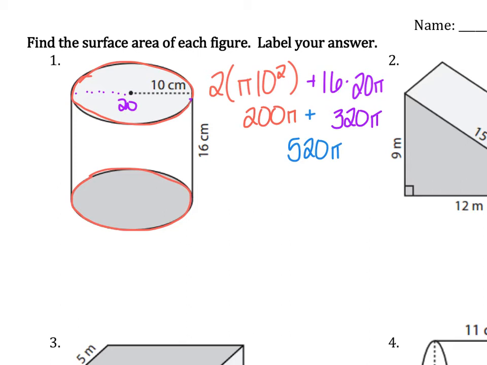Now we're ready to multiply by pi, and I'm going to use 3.14. You're welcome to use the pi button if you want to. When you multiply that out, you'll get 1,632.8. And because we're doing area, that's going to be centimeters squared. So that's how you find the surface area of a cylinder. We've got one more cylinder on this worksheet that we'll do that for as well.